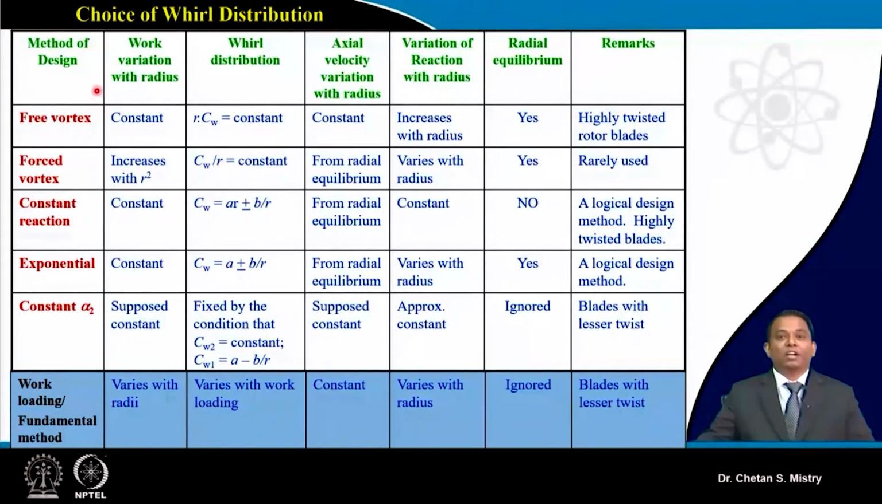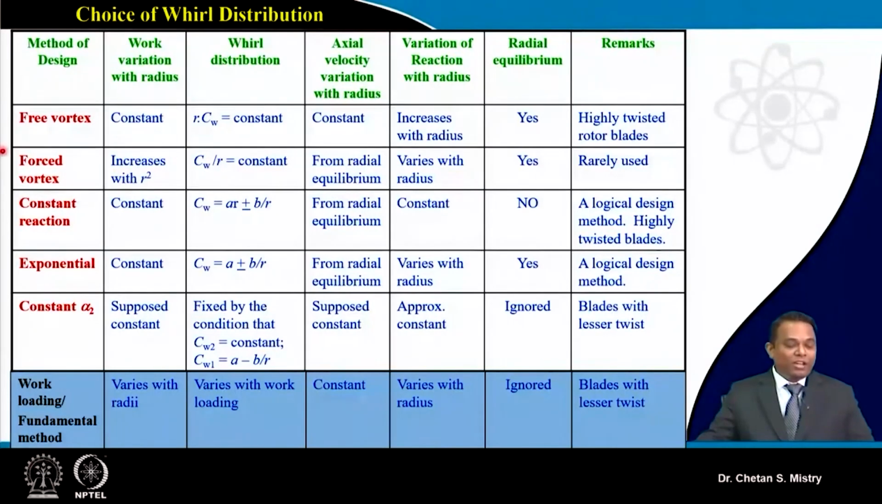Now this is a compilation of all the design methods we have discussed in the past few lectures. That is in the sense of the variation of work with the radius, whirl distribution, axial velocity variation with the radius, variation of degree of reaction, whether the method satisfies radial equilibrium, and we will be putting some remarks related to the final blades we will be getting.